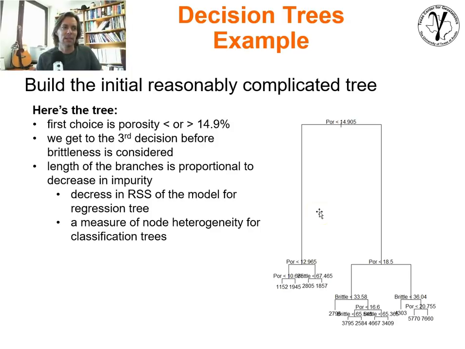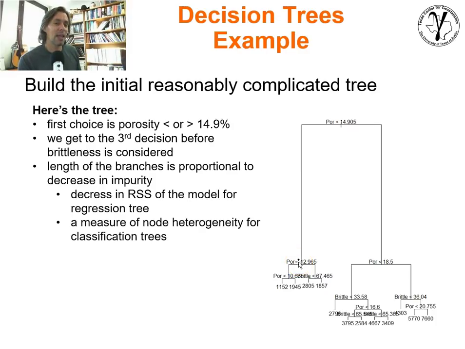Another thing that's interesting to see is that we have to get 3 decisions in before we see brittleness show up. So it shows us that porosity is really the most important feature when it comes to making a prediction in production. The other thing that indicates that to us is that the length of the branches is proportional to the decrease in RSS in the model for each one of those splits. So this split right here resulted in this length of these branches right here. You can see that that decision is the most important.